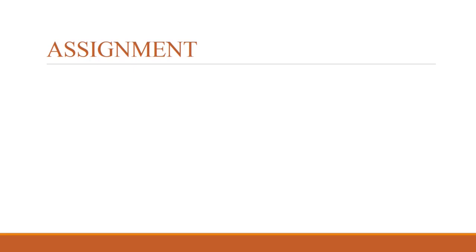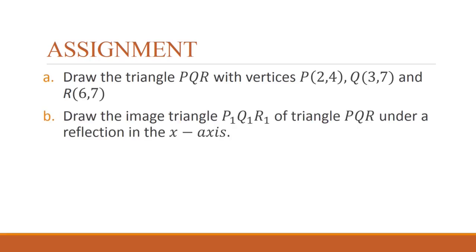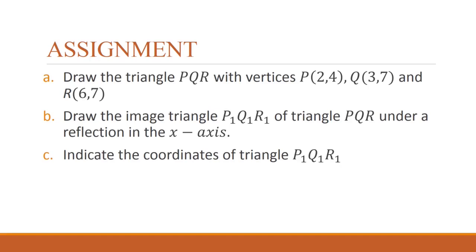Now your assignment for the day. You are to draw a triangle PQR with vertices P, which is (2, 4), Q, which is (3, 7), and R, which is (6, 7). You are also to draw the image triangle P1, Q1, R1 of triangle PQR under a reflection in the x-axis. Then the last thing to do is you are to indicate the coordinates of the triangle P1, Q1, R1.